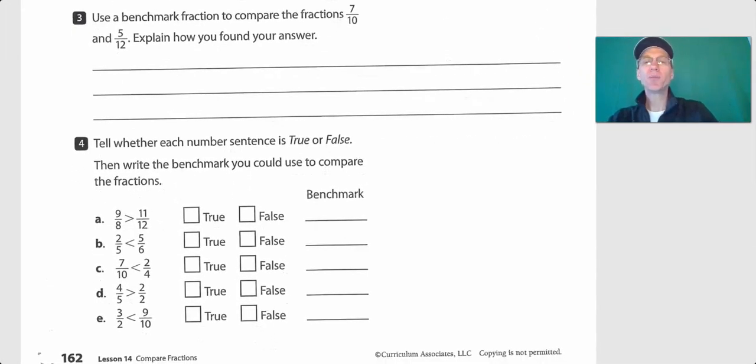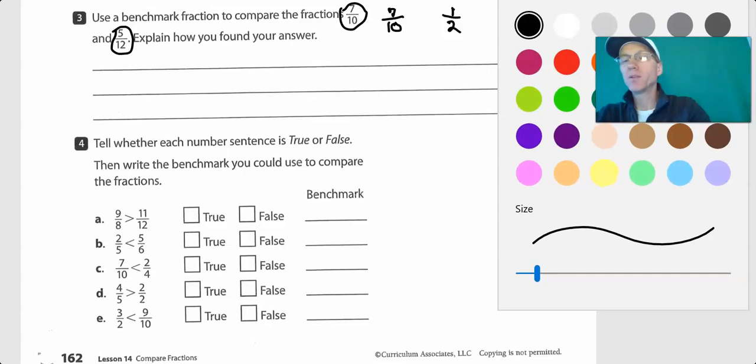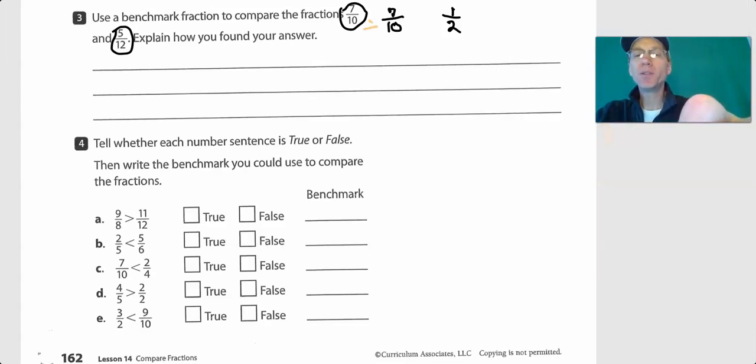Use a benchmark fraction to compare the fractions 7/10 and 5/12. Explain how you found your answer. So you could do a couple things here. I would say let's just do 1/2. So how does 7/10 compare to 1/2? Okay, this is where your knowledge of the denominator is really important. That denominator has 10 pieces. In other words, that pizza would have 10 slices. If you want half, you got to have at least 5. You have 7, right? You have more than 1/2.